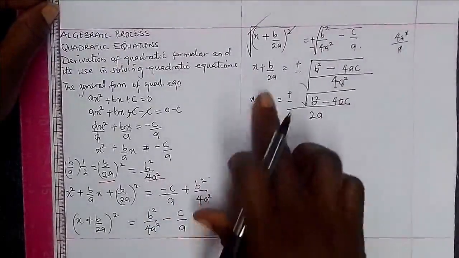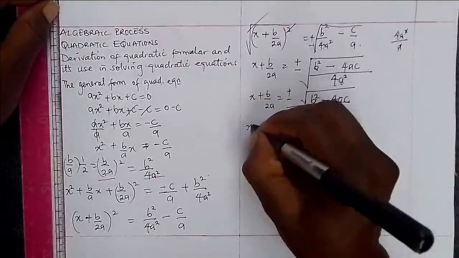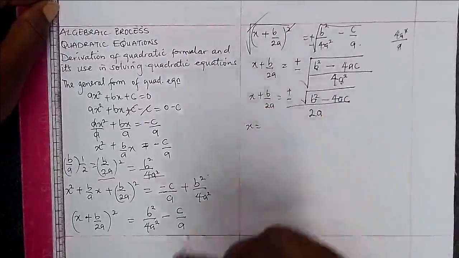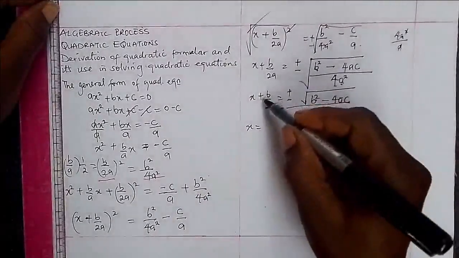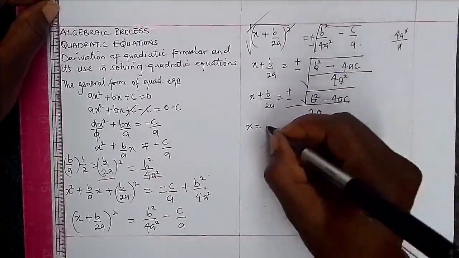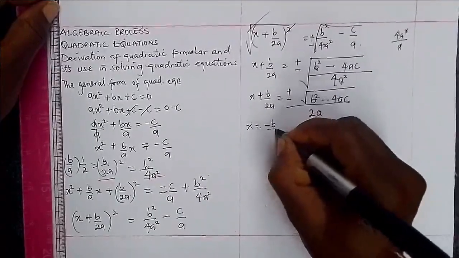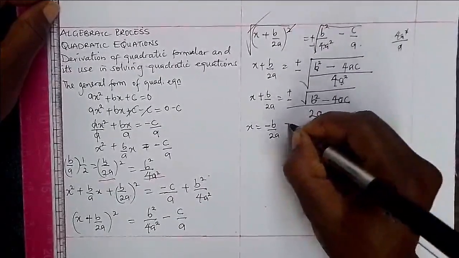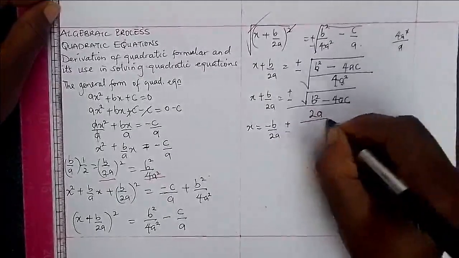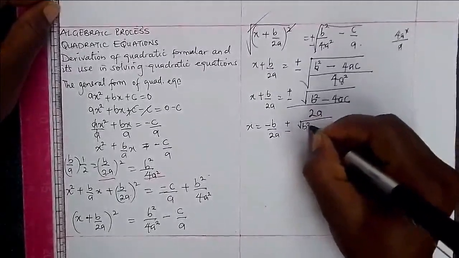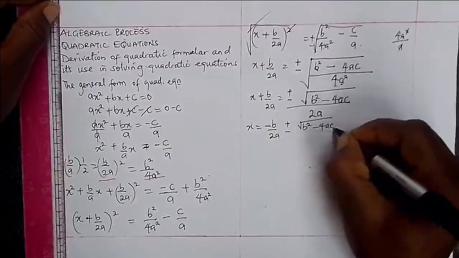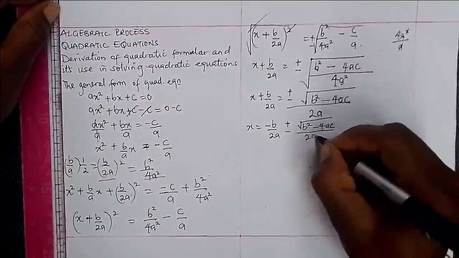So now what's the next thing we do? We move this one over to this side. So we have x is equal to, so that x will be standing on its own, plus b moving over becomes minus b over 2a plus or minus the root of b square minus 4ac all over 2a.